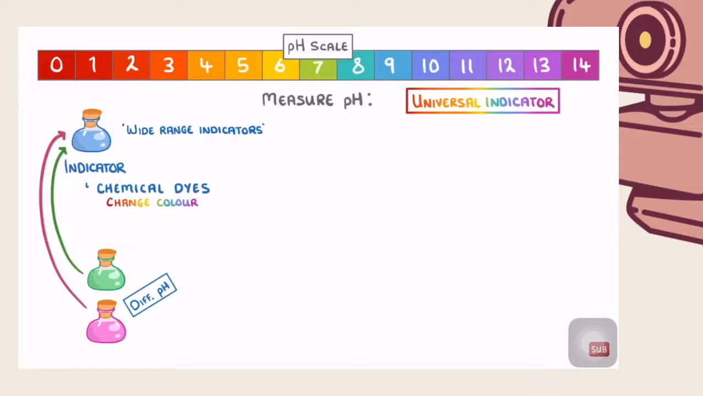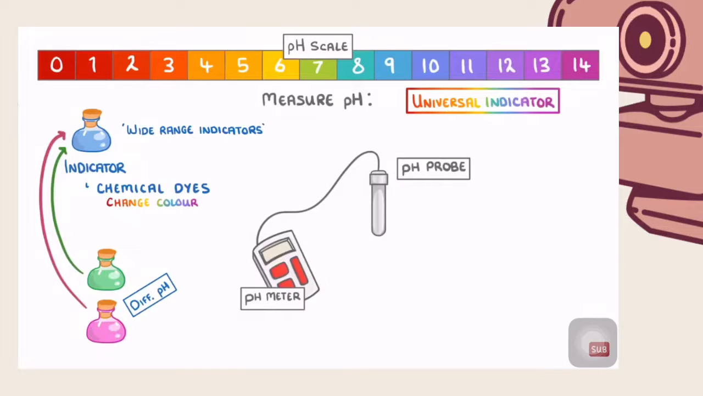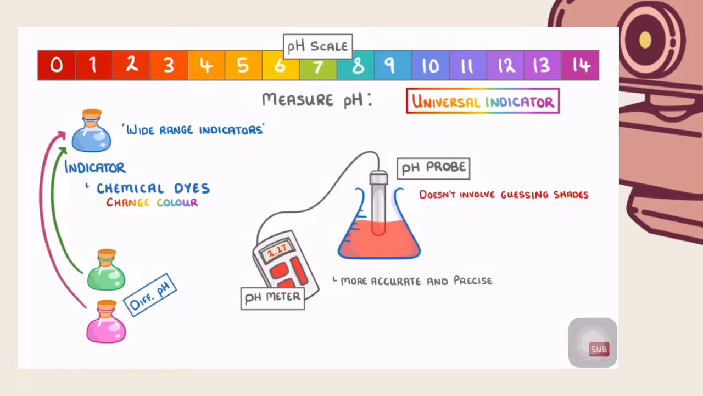The other way to measure pH is to use a pH probe connected to a pH meter. By dipping the probe into a solution, we can electronically measure the pH and get a numerical reading on the meter. The benefit of the probe compared to an indicator is that it can be much more accurate and precise, because it doesn't involve humans guessing shades or particular colours. And as a general rule, measurements that remove the need for human judgment are going to be more reliable.